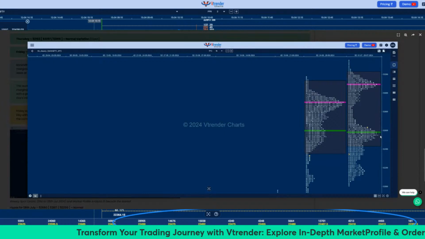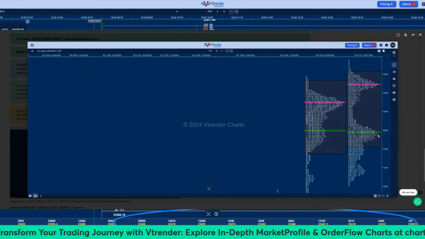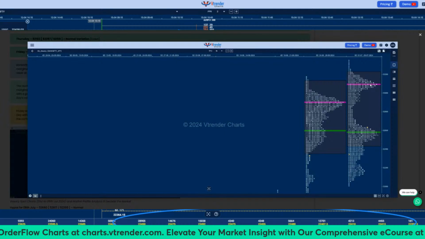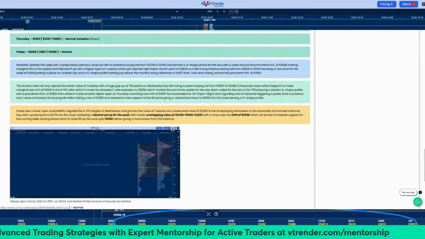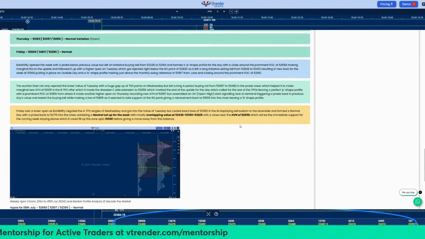Why? Because we have one good prominent HVN on the lower side, which is at 52558, and one nice HVN on the upside, which is at 53100, which is also the weekly POC for the previous week. So looking at the weekly profile, there was a very good chance that we continue to fill up this zone between these two HVNs. So that was what was mentioned, with overlapping value and the close near the HVN, which will also be the immediate support.